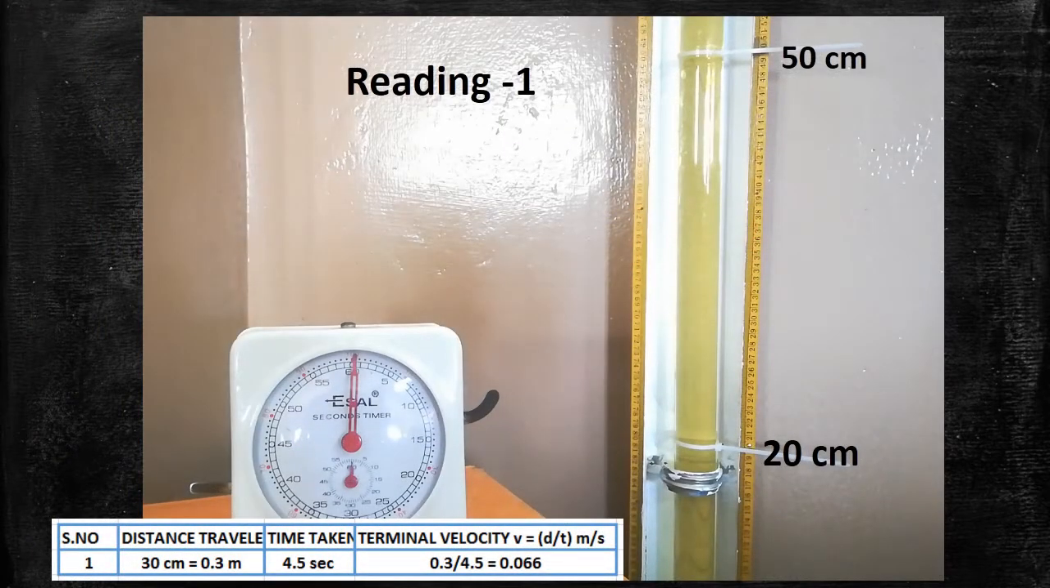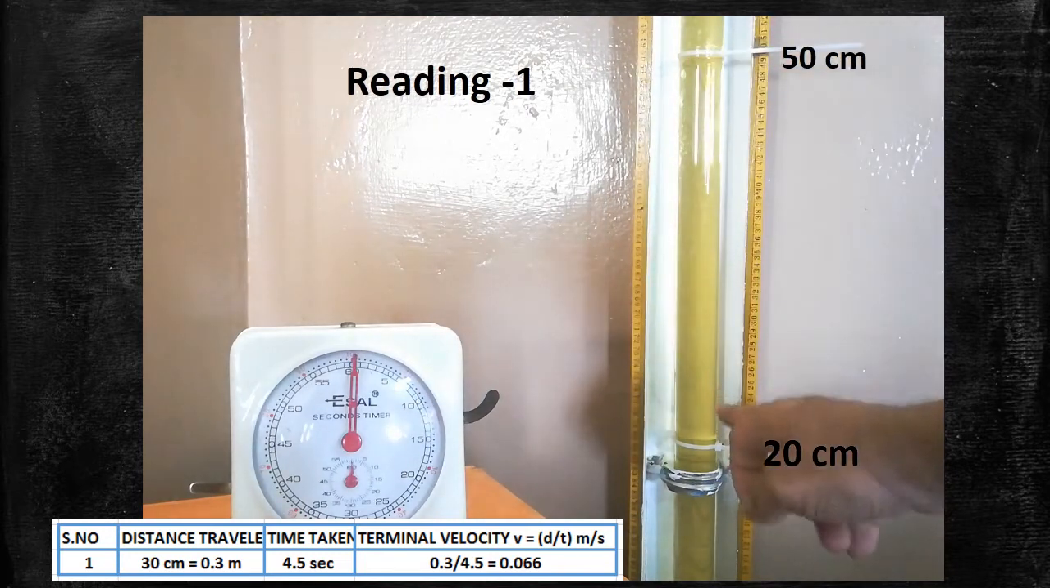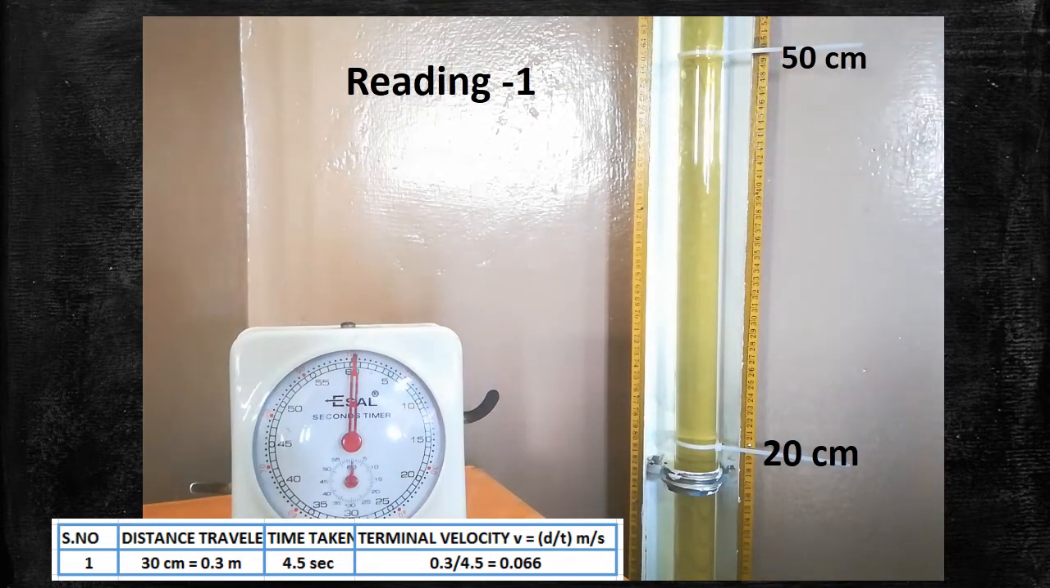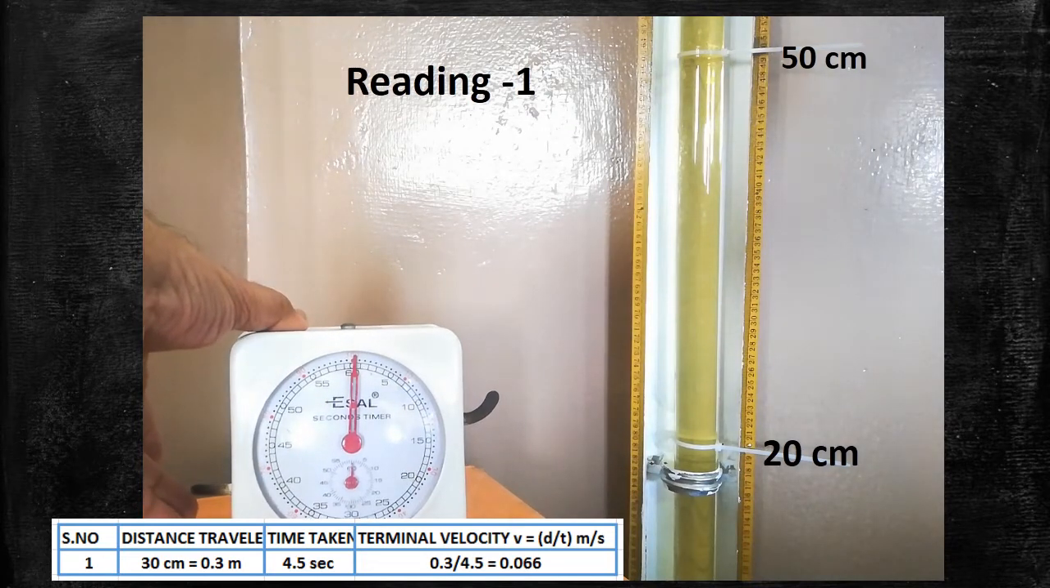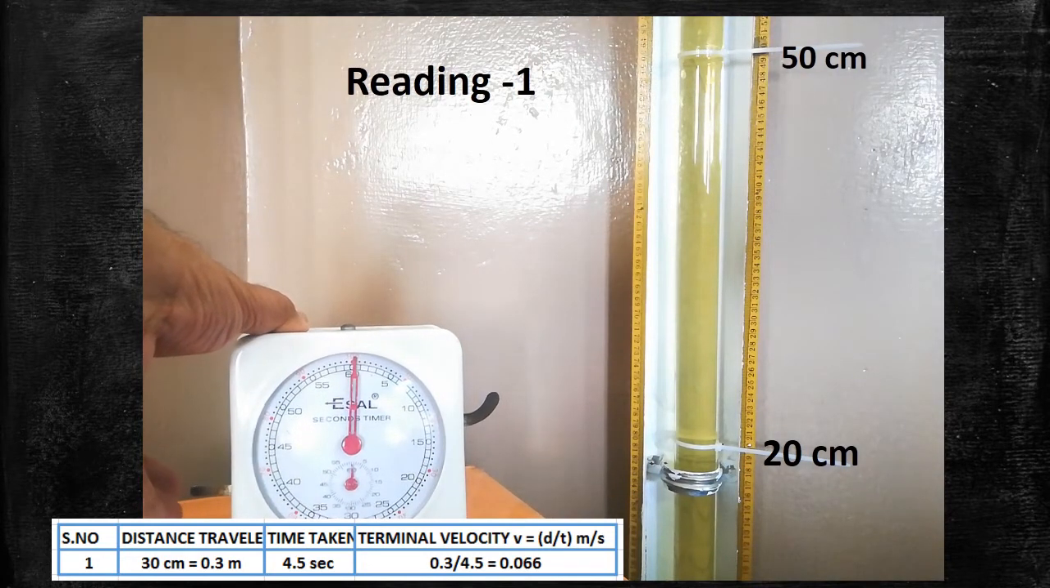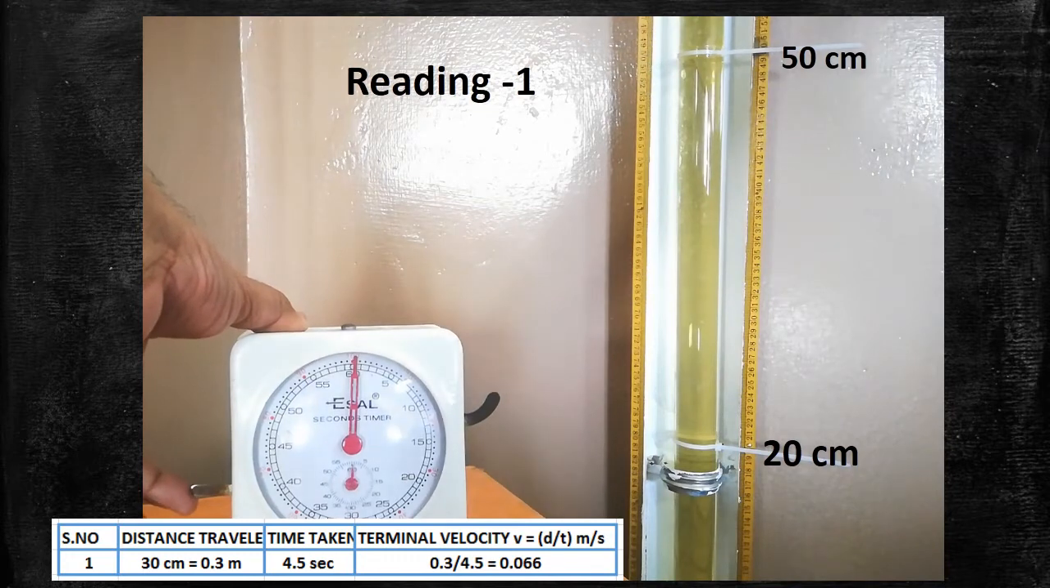Now I am going to drop the first lead shot. Now we are going to calculate the time taken by the lead shot to travel this 30 centimeter distance. After dropping the lead shot, you have to be ready to switch on the clock. Okay. Now I am going to drop the first lead shot in the tube. Within the tube, castor oil is there. Look at that.